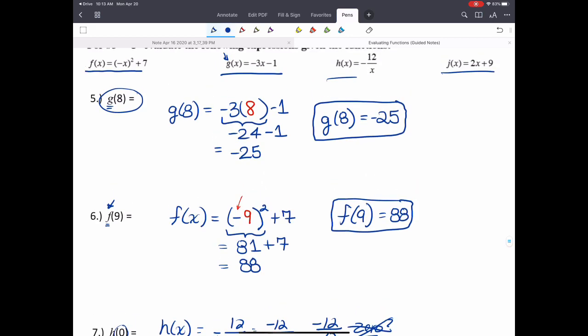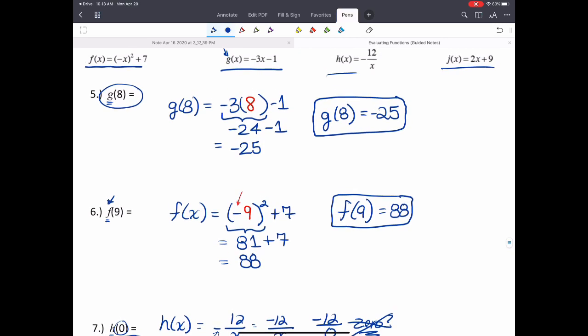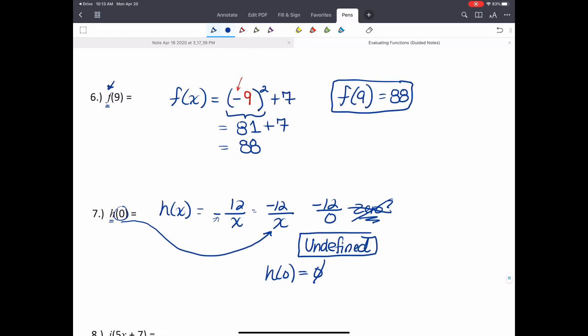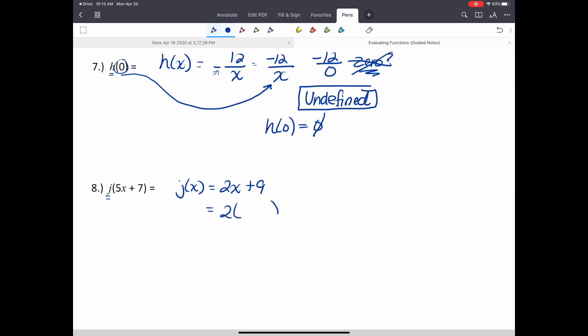Right, now this one's probably a little bit different, but really we're going to do the same things we have been doing, which is inserting the independent values in for x. So the j function is j of x equals 2x plus 9. And this time around, when I put in for x, I'm not putting in just a single term. I'm not putting in 0. I'm not putting in 4 or negative 8. I'm putting in an expression, which is 5x plus 7.